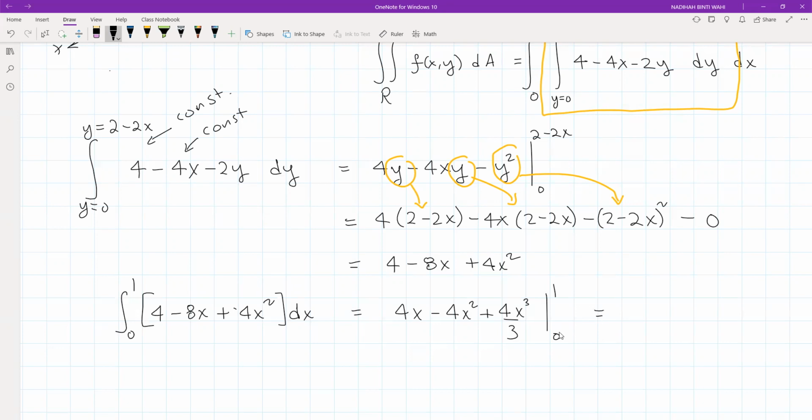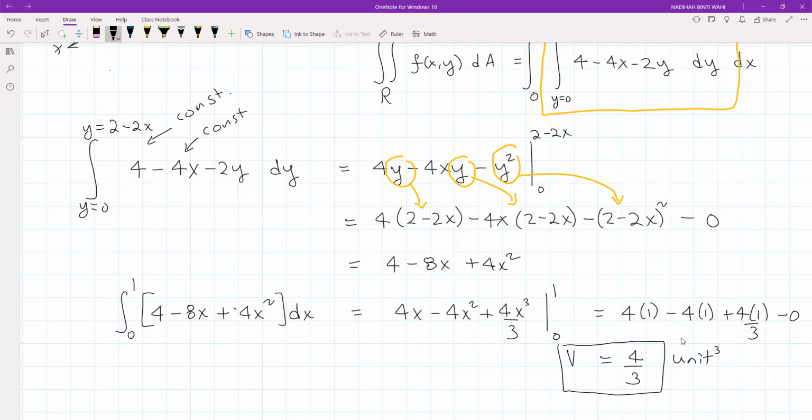Okay. So you can see that everything is just 4 times 1 minus 4 times 1 plus 4 times 1 over 3 minus 0. And the answer will be 4/3. Okay, so this is 4/3. So this is the answer for this one.